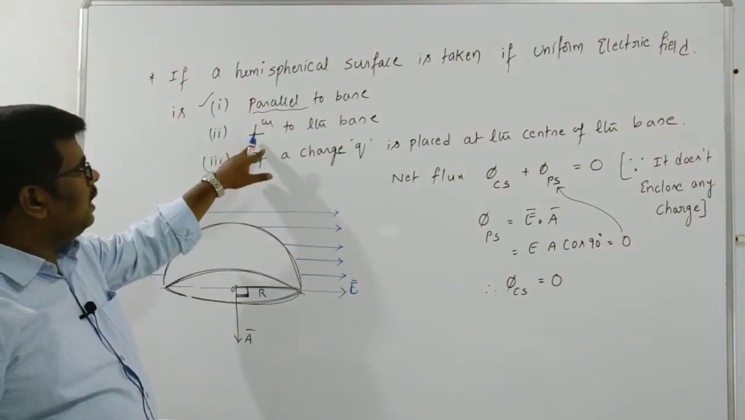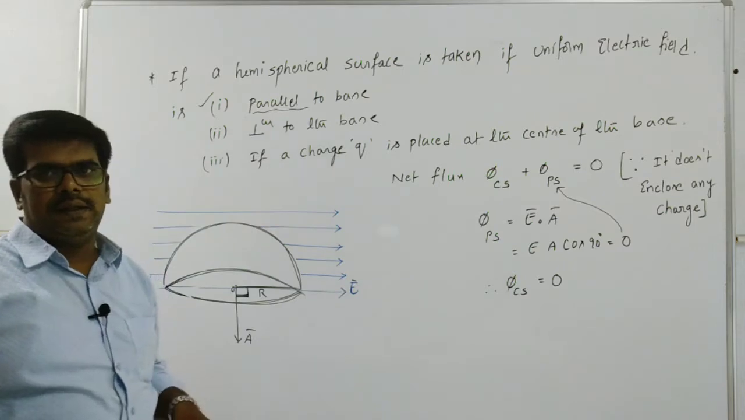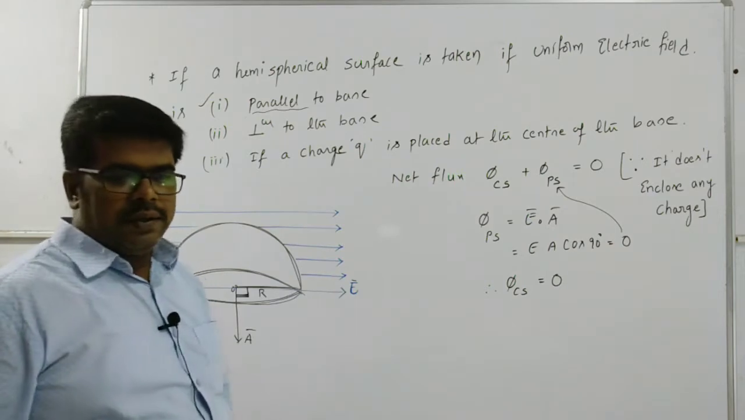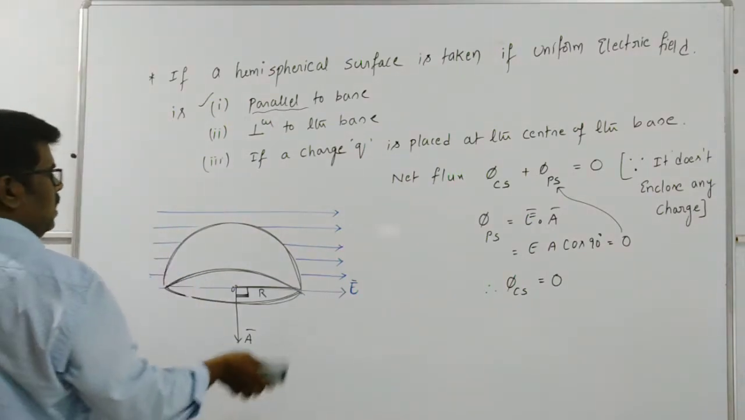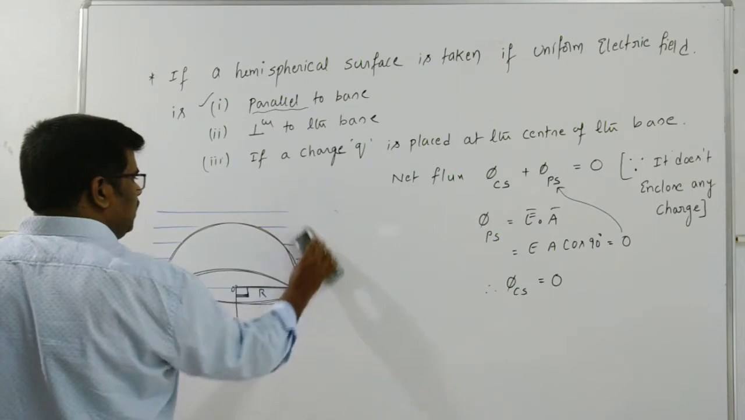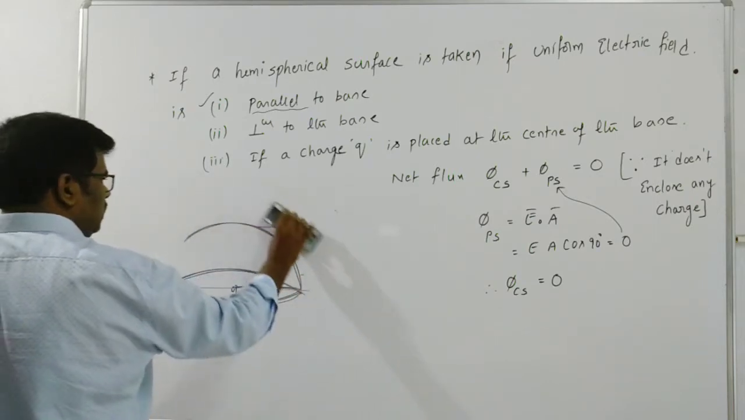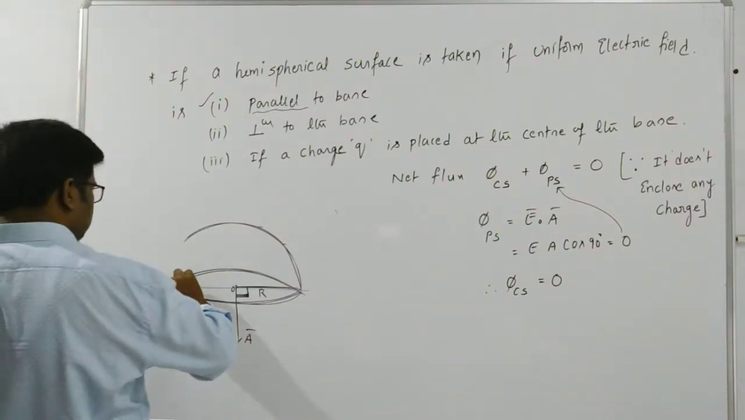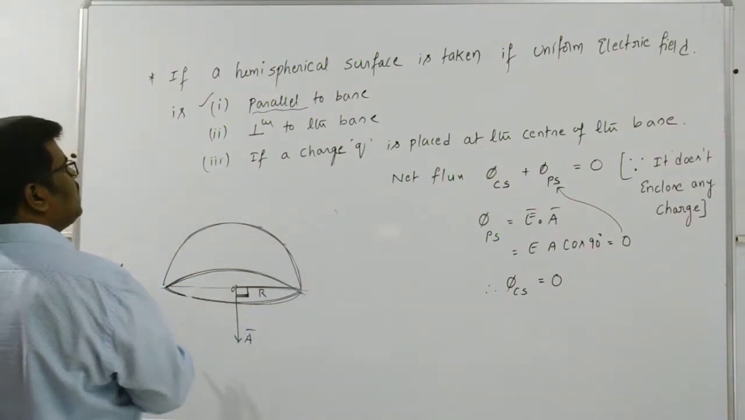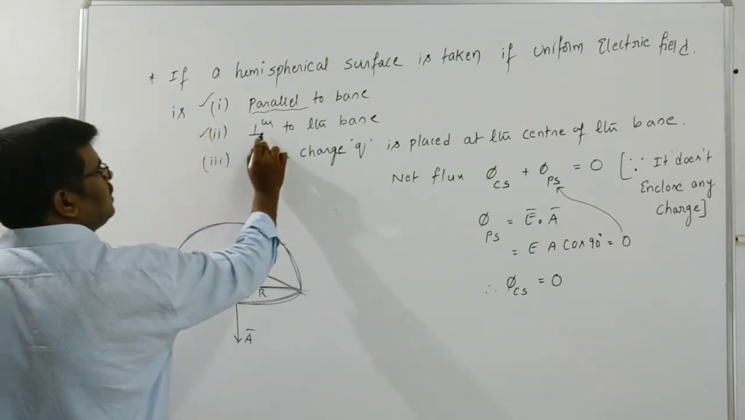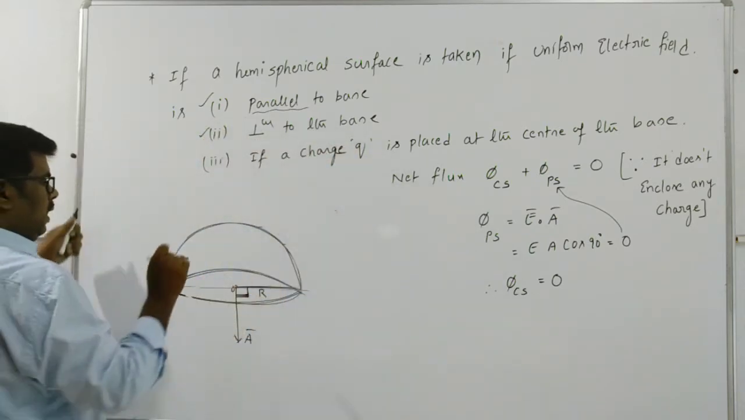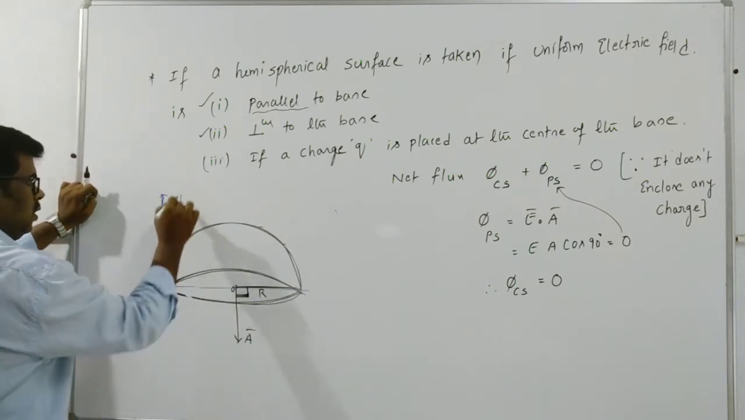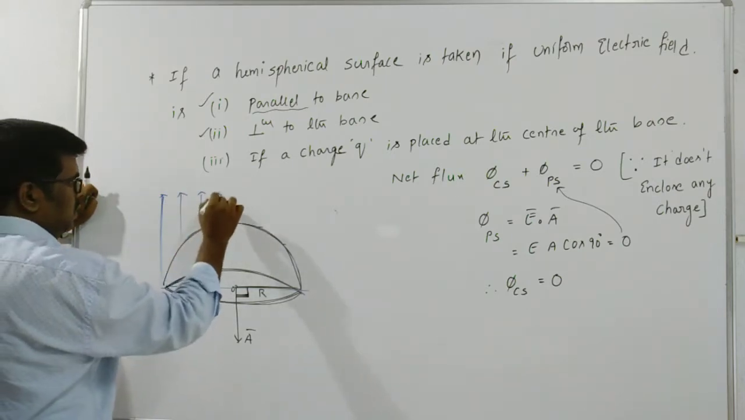Second case is electric field perpendicular to the base. Perpendicular to the base in the sense like this. If electric field is perpendicular to the base, what will happen? That we will discuss. Now we will see the electric field is like this. The second case I am going to discuss is the electric field perpendicular to the base. So electric field intensity is in this direction.